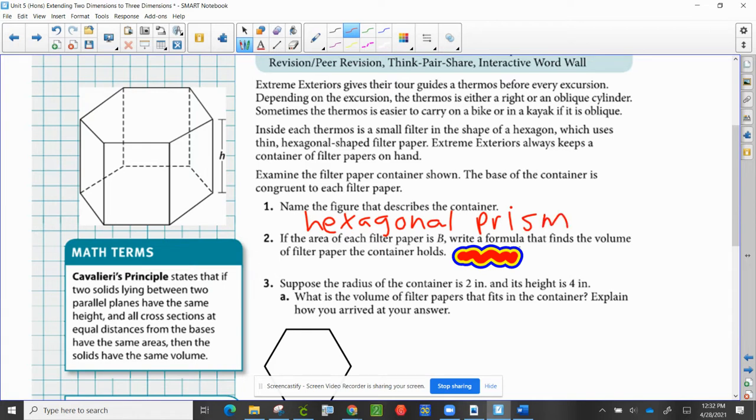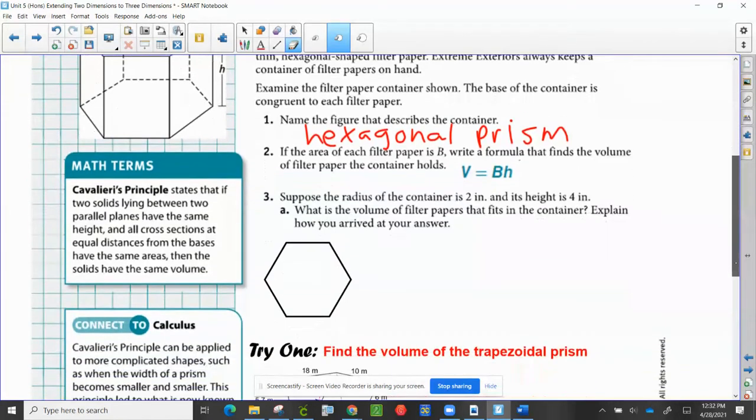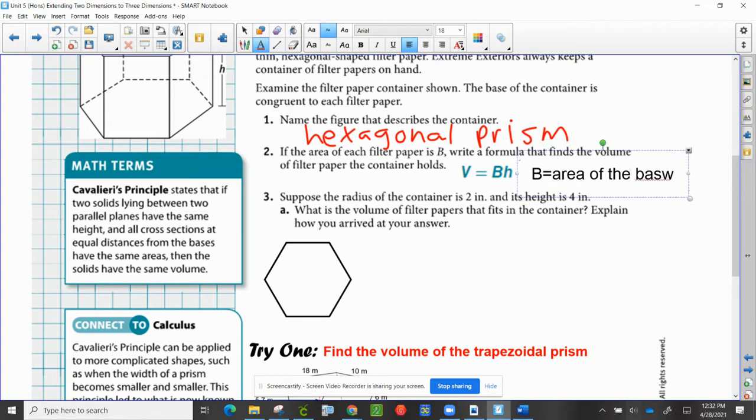Okay. Now, to find the volume of any prism, here is the formula that we're going to be using today. Okay, it's the volume is equal to the area of the base times the height. So remember, big B always stands for the area of the base. So it's important to know that kind of notation. Big B, area of the base, times the height. That will give us the volume of any prism.